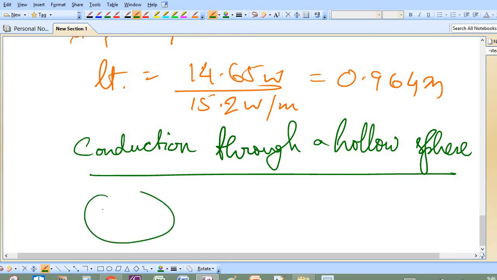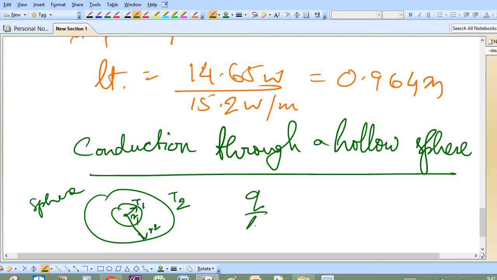So we have a sphere which is hollow inside. We have different radii for the same: inside radius r1, outside radius r2. It's a sphere. Now what we see is that the surfaces are at different temperatures. The inside surface is T1 and the outside surface is T2. If we write Fourier's law for thermal conductivity, Q by A, our heat flux, is equal to minus k dT by dr, the temperature gradient.